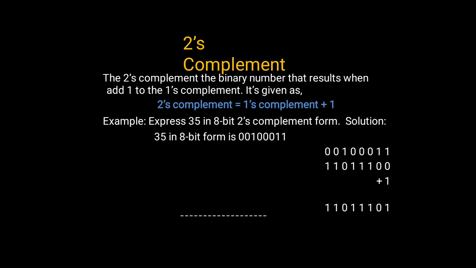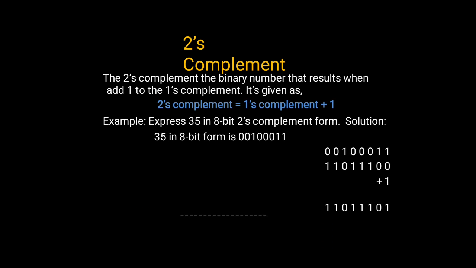Here we have considered one example. 35 is one number in 8-bit two's complement form. We have to express 35. So the solution is like this. 35 in 8-bit form is 0 0 1 0 0 0 1 1.